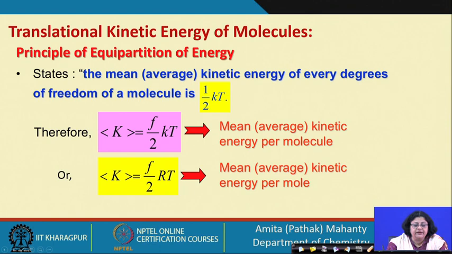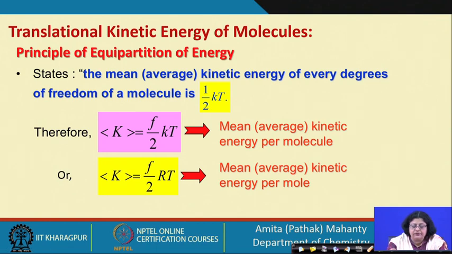So, if we talk in terms of the principle of equipartition of energy, the mean average kinetic energy of every degree of freedom of a molecule is represented by half kT. So, depending on the degree of freedom, you have degree of freedom into half kT, the mean kinetic energy per molecule. So, if we want to find out the mean kinetic energy per mole, k is what? R by the Avogadro number.